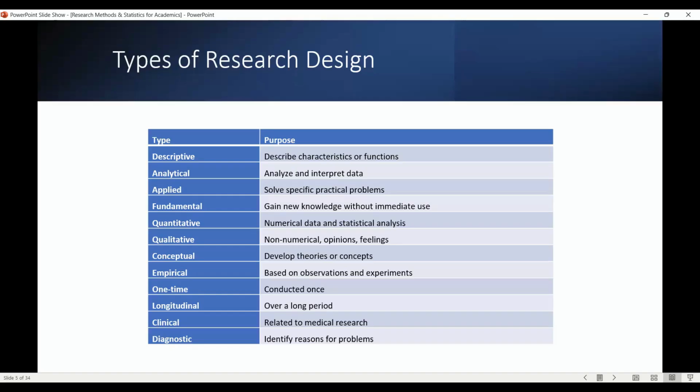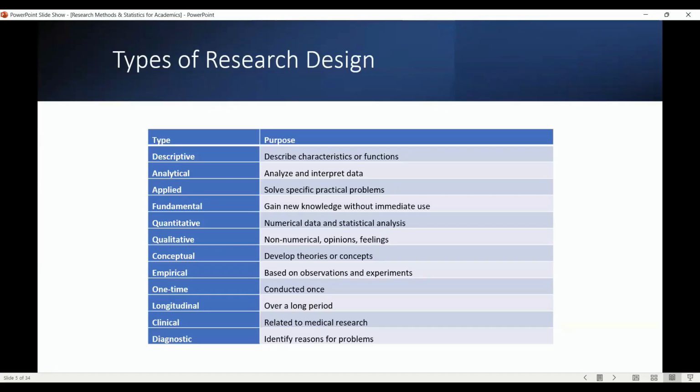Then comes the analytical research design. Analytical research design is a research design where you already have the data that has been published by someone else. You are going to use those published data, perform an analysis, and then insightfully acquire information that has not been discovered yet. So that is what is called an analytical research design.